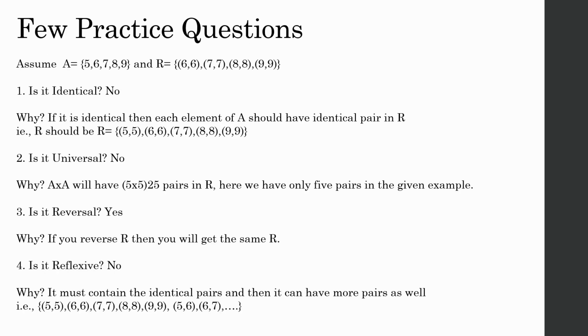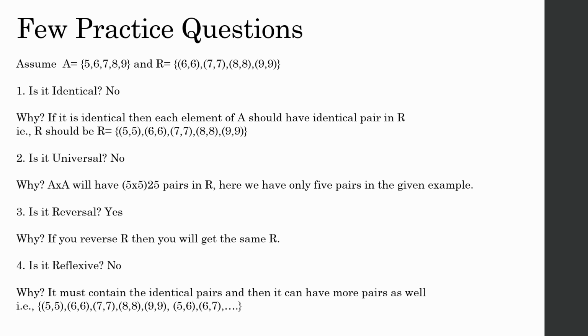Okay, we covered all the topics. Now let's look at a few practice questions. Let's assume A equal to 5, 6, 7, 8, 9 and R equal to 6, 6, 7, 7, 8, 8, 9, 9. Right? The first question is, is it identical?